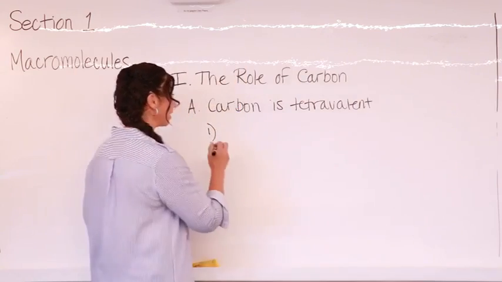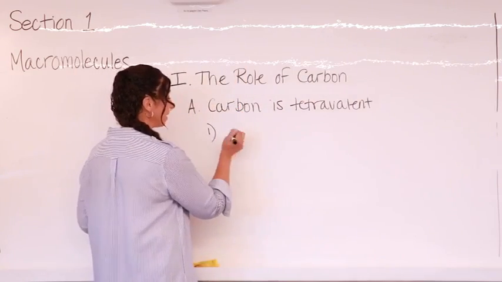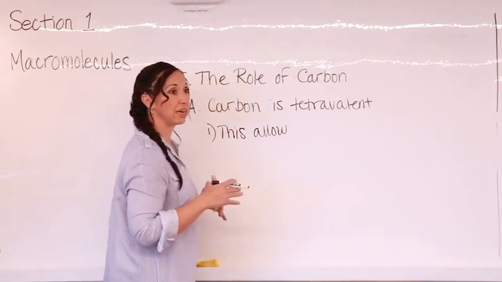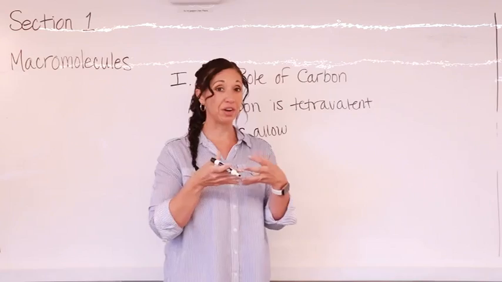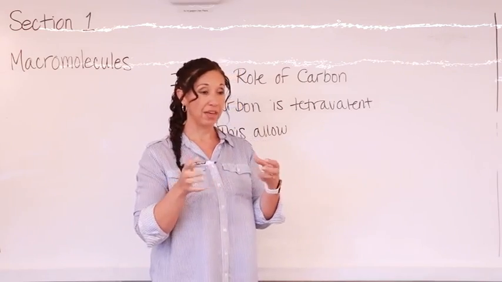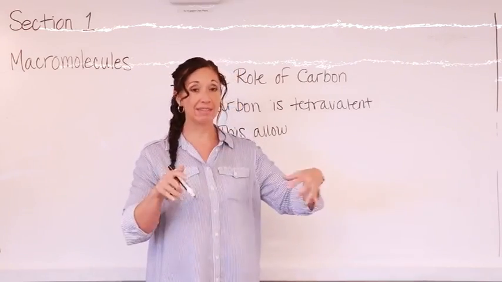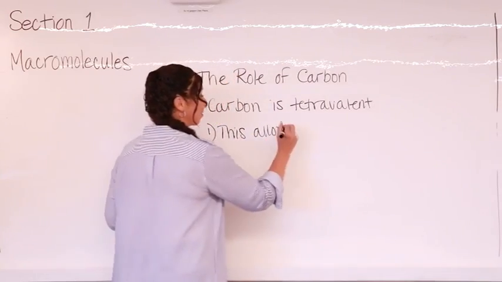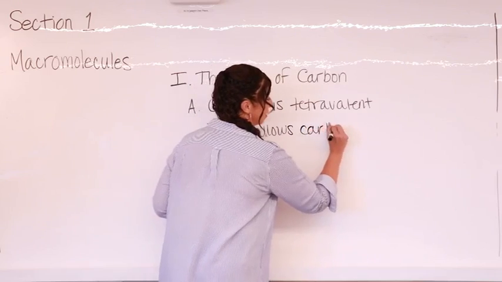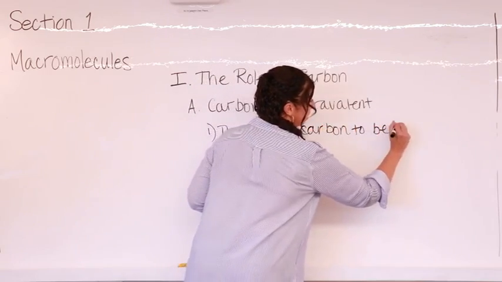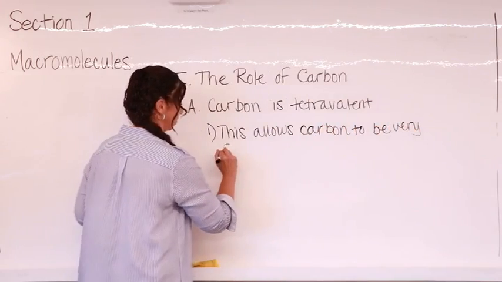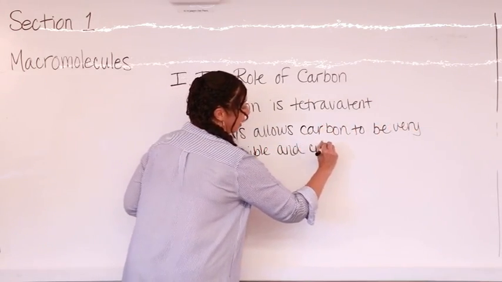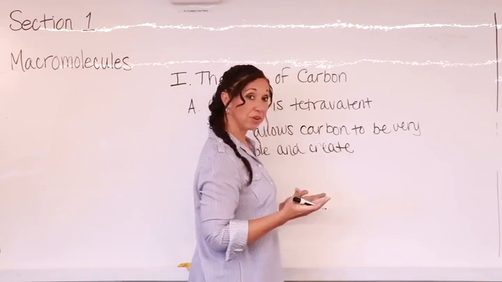So here we go. Carbon is tetravalent, and so this allows carbon to create multiple, very flexible structures, and these structures can be ringed, they could be chains, honestly, carbon is pretty sweet. So this allows carbon to be very flexible and create long chains or rings.